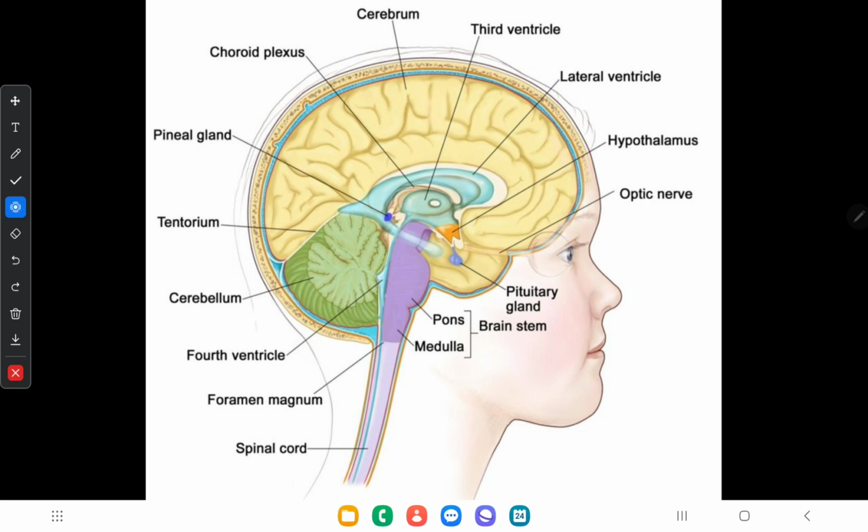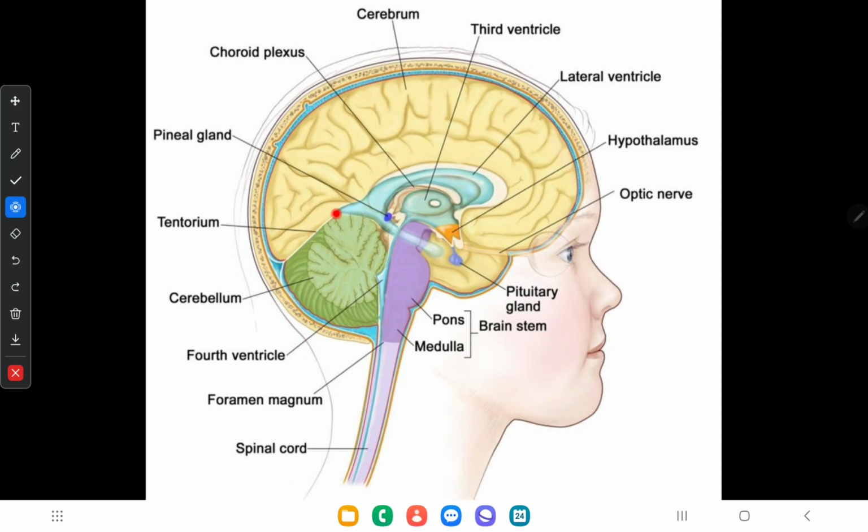Hello everyone, today we are going to discuss the cerebellum. Cerebellum is the largest part of the hindbrain, which is situated in the posterior cranial fossa. You can see this is the posterior cranial fossa. This is the cerebellum and it is covered superiorly by tentorium cerebelli.